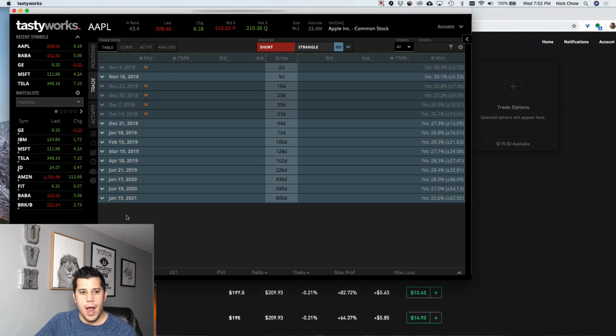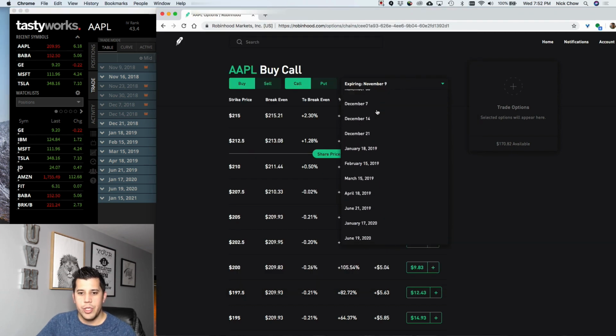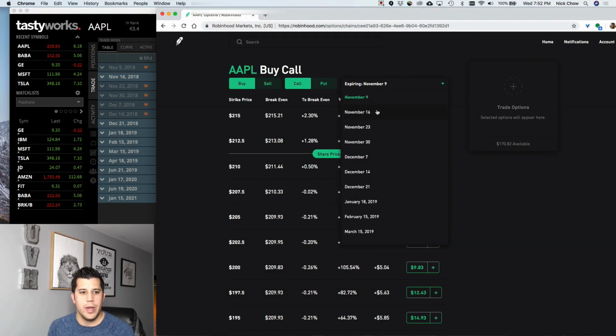I like this type of options chain because you can easily see, okay, how many days to expiration? Okay, what can we do here? These are the monthlies, and then these are the weeklies. When you go into Robinhood, you just get a bunch of dates. You don't actually know which ones are weeklies, and you don't really know which ones are monthlies.